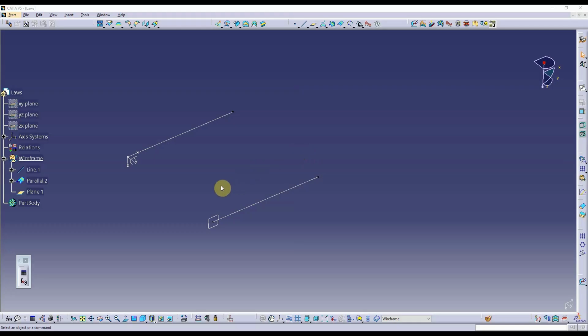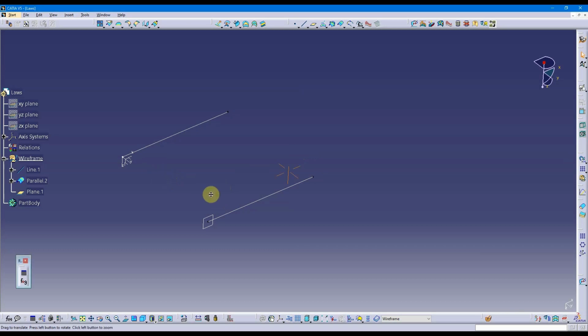Hello. So in this demonstration, I'm going to create a loft, and the loft will be between two wireframe entities. The first wireframe entity will be a sine curve, and the second will be a cosine curve. So notice what I have here on the screen. I've got two lines. I've got an axis system and a plane.